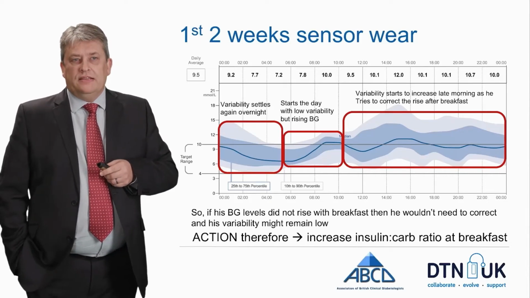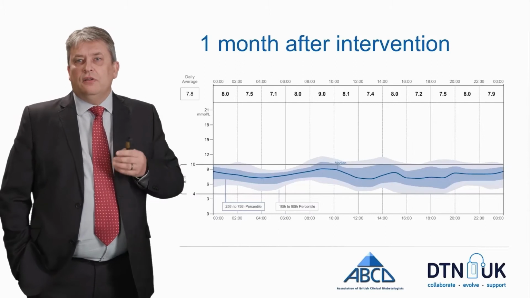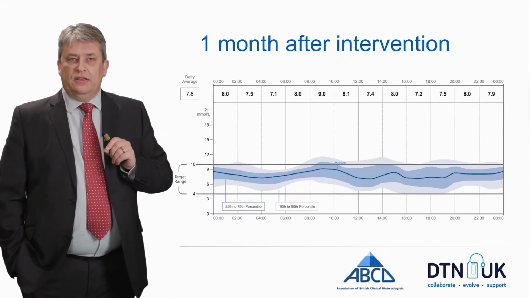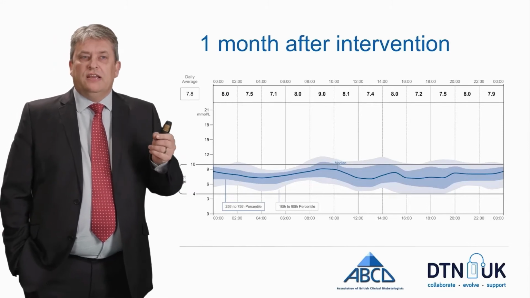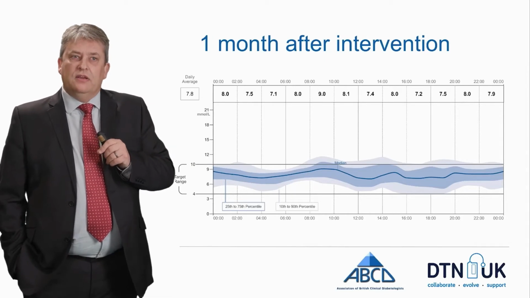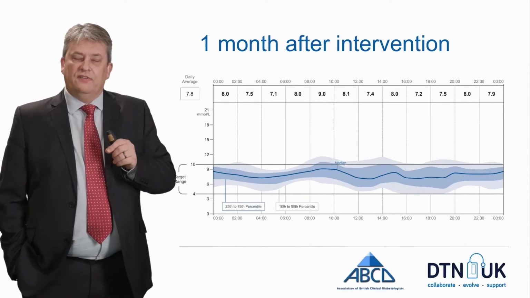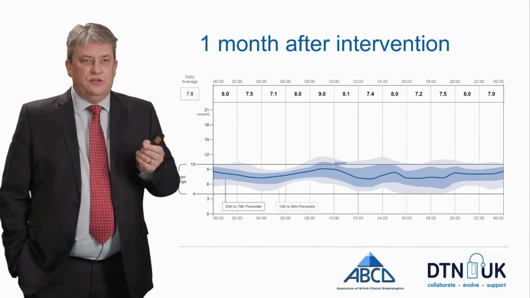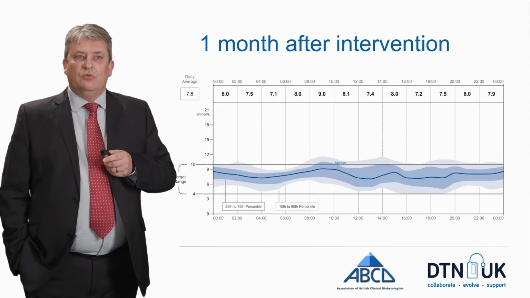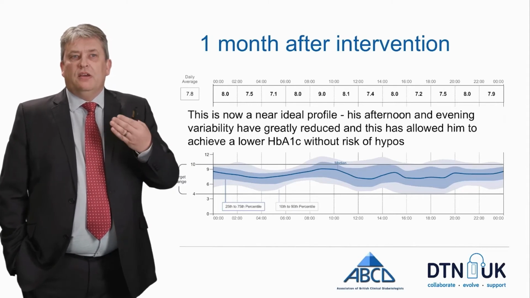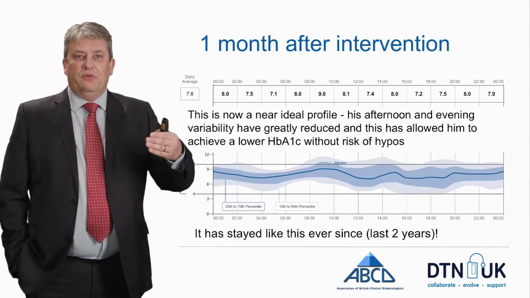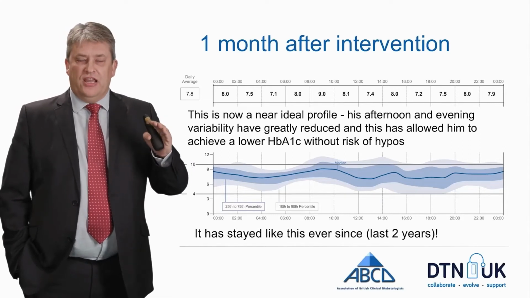He came back a month later, and we can see that his profile looks quite different now. The only change that has been made between these two profiles is that he now takes 1.3 units for every 10 grams insulin to carb ratio for his breakfast. He still uses 1 for 10, he still uses 28 units of Lantus in the background. And what we can see almost straight away is that this profile has now become nearly an ideal profile. And indeed, he was extremely happy with this and decided to make no further changes.